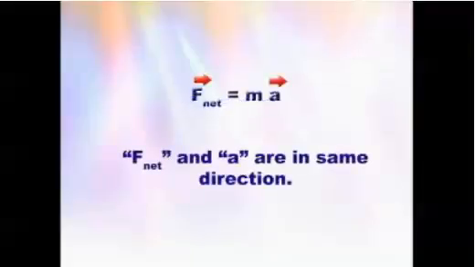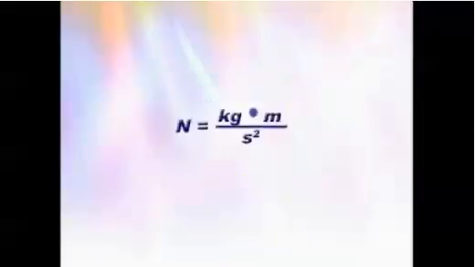Mathematically, Newton's second law is stated as net force equals mass times acceleration. The arrows show that force and acceleration are vectors in the same direction. The unit for force is the Newton, which is defined as the force required to accelerate a mass of 1 kilogram, 1 meter per second squared. In fundamental units, a Newton is a kilogram meter per second squared. The dot shows that the units are multiplied.